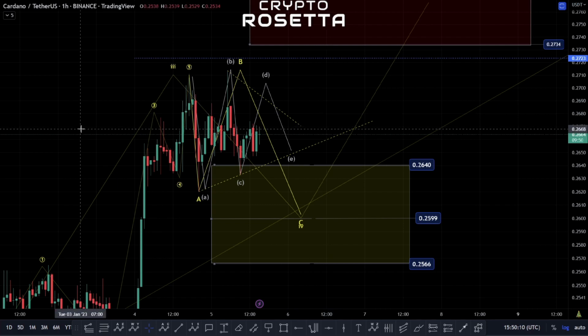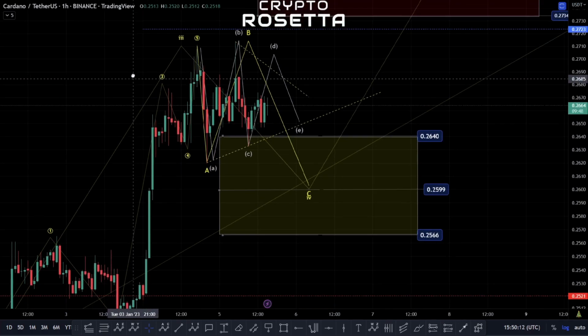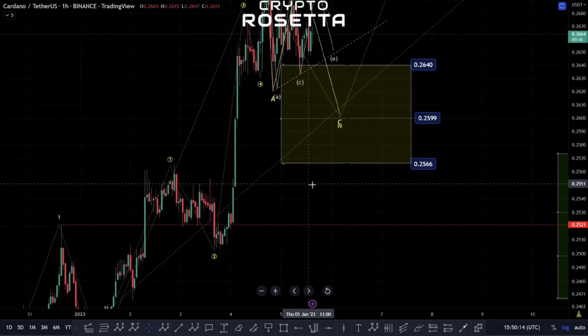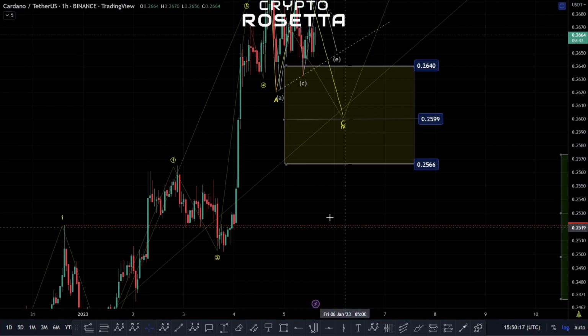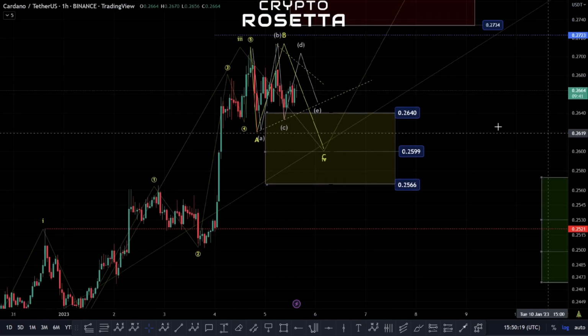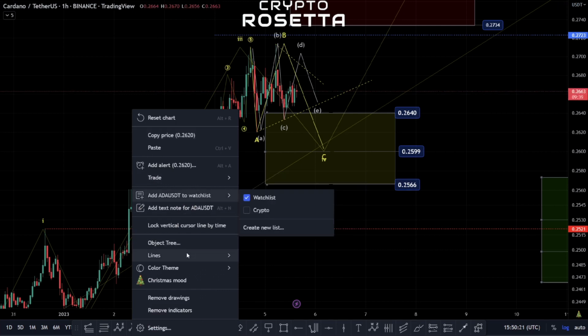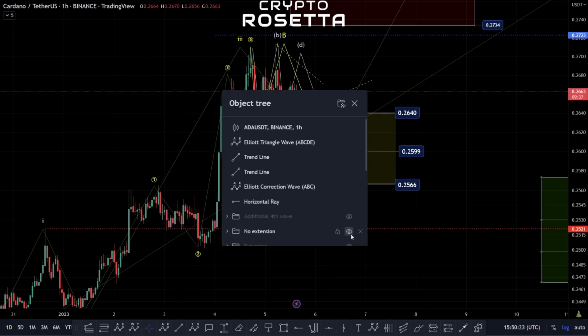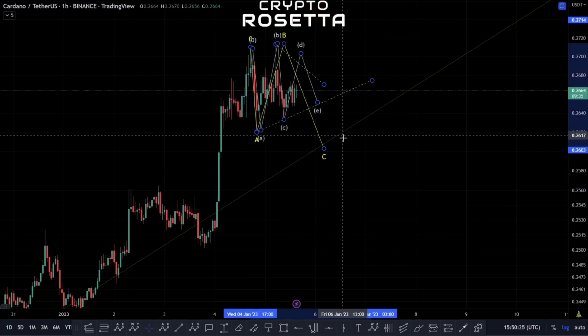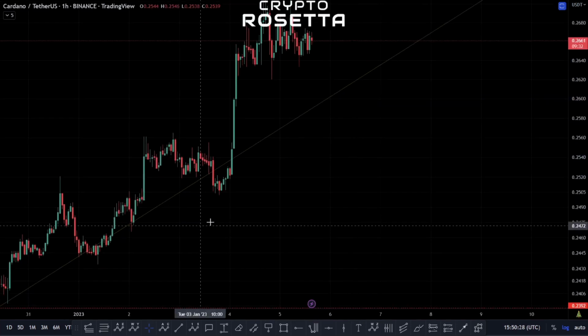So now we were talking about the possibility of having some extensions within this move. I've mentioned that breaking down below this 25.21 would invalidate this fifth wave, just in case I didn't mention it. I'm just going to turn everything off for a second and clear this out. Okay, so let's clear that out.